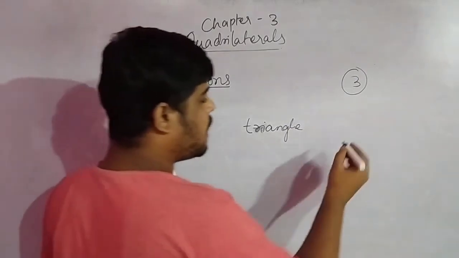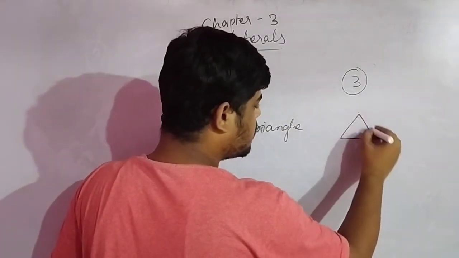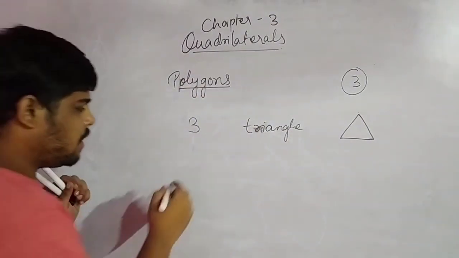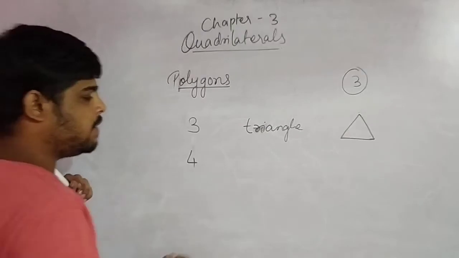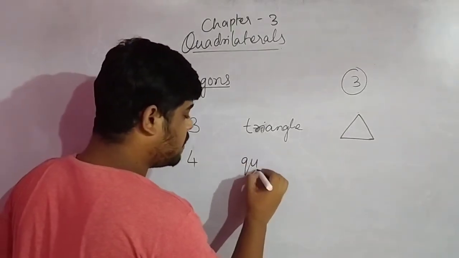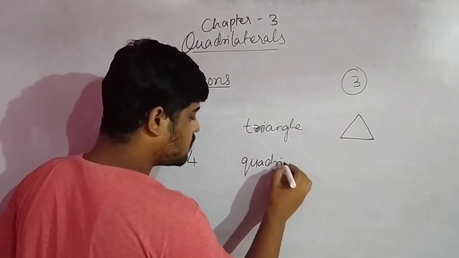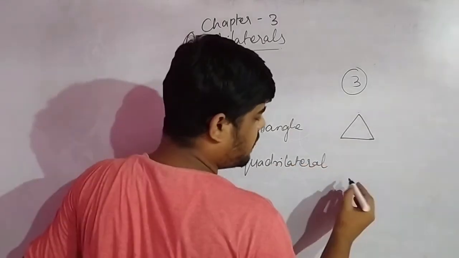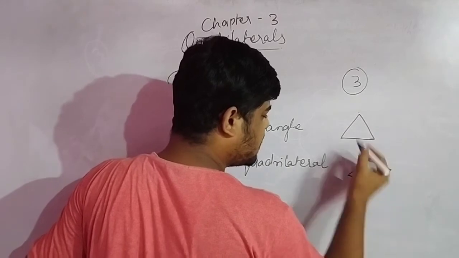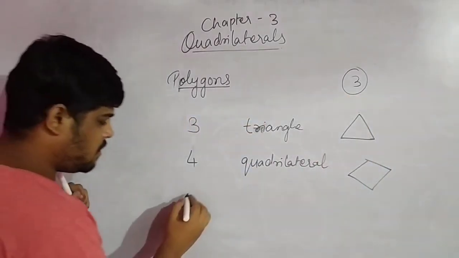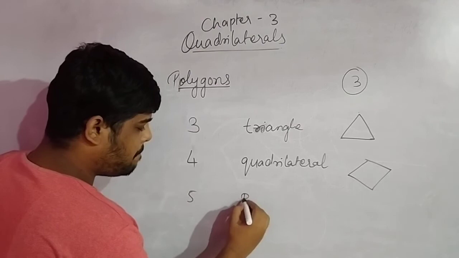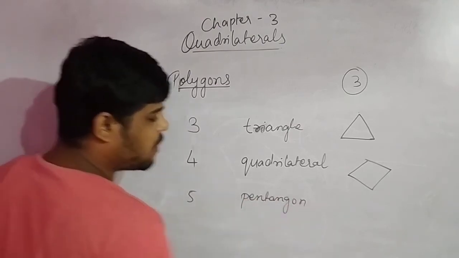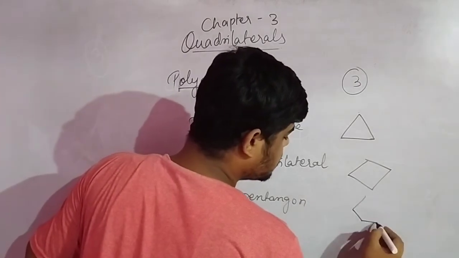और इसका कुछ सिंपल फिगर बनेगा like this. This is a simple figure of this polygon. If the polygon has 4 sides, then it is called a quadrilateral. And the simple figure of a quadrilateral is like this. 5 sides, pentagon, and the simple figure of a pentagon is like this.